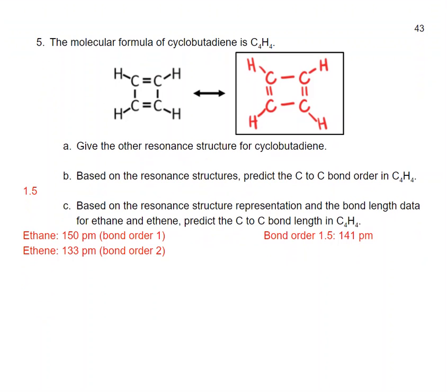So in question 5, it asks for us to give the other resonance structure for cyclobutadiene. And based on the structures, the bond order that we predict is going to be about 1.5. And that's because that bond is switching between single and double bond. So if I wanted to predict that bond order, again, I'm looking for something that's going to be in between a first order carbon-to-carbon bond versus a second order carbon-to-carbon bond.